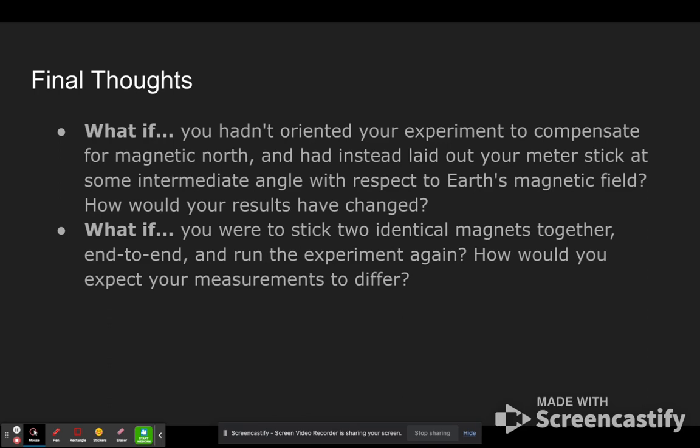Final thoughts. What if you hadn't oriented your experiment to compensate for the magnetic north? If we hadn't done this, the fields would be on the same axes, so it would be hard to determine what is the magnetic field due to the magnetic north of the Earth and what is the magnetic field from the bar magnet closer to the magnetometer. What if you were to stick two identical magnets together end to end?